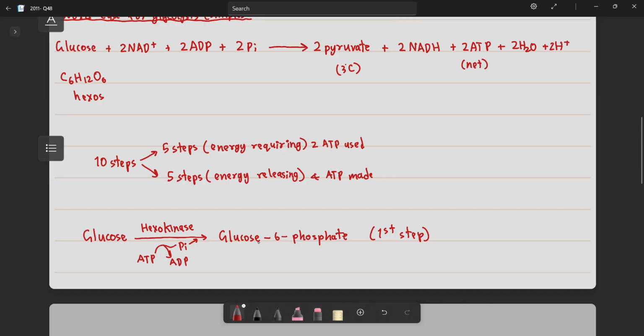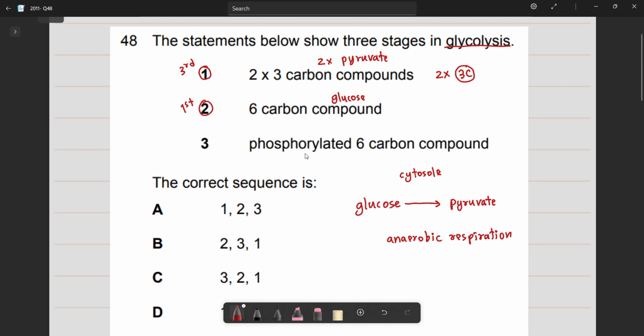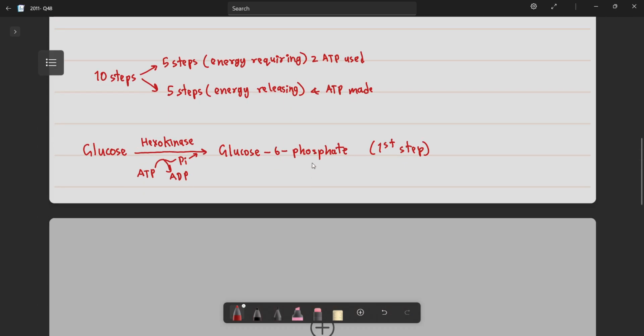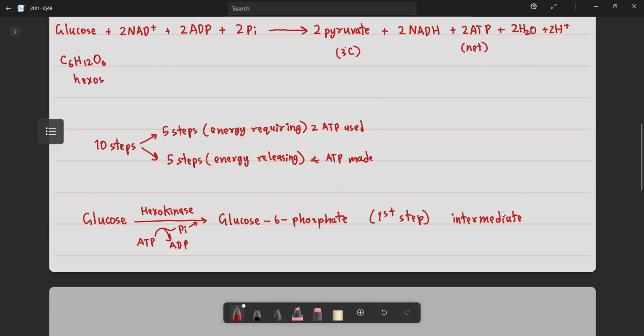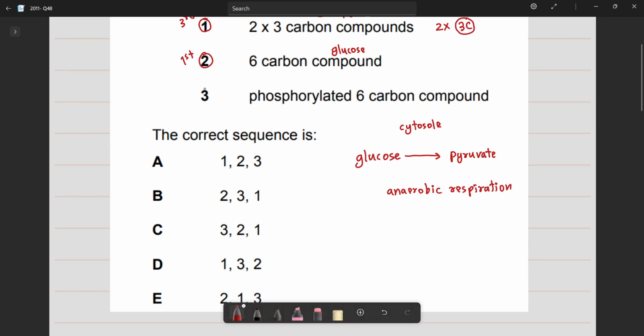Okay, so this is the first step. This is the actual compound they're referring to in the third statement. This one is also known as the intermediate. This is the very first intermediate product. So this one is going to be the second option.